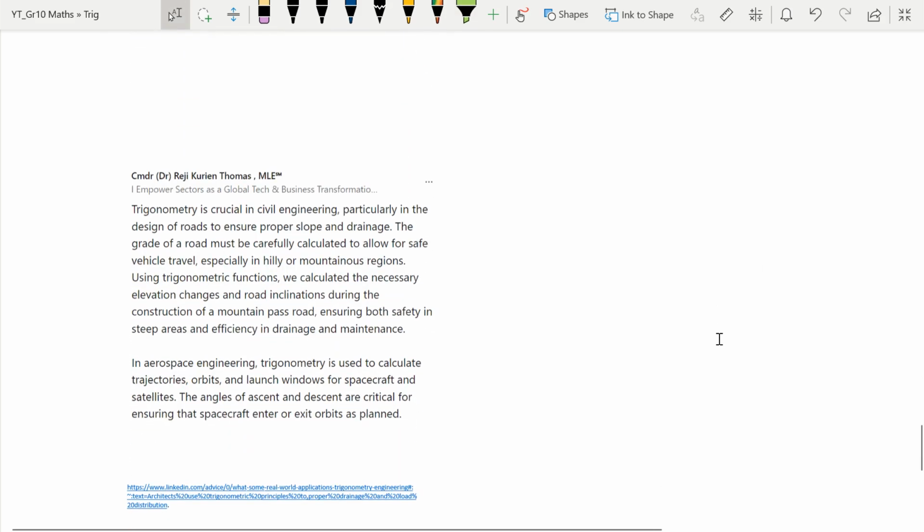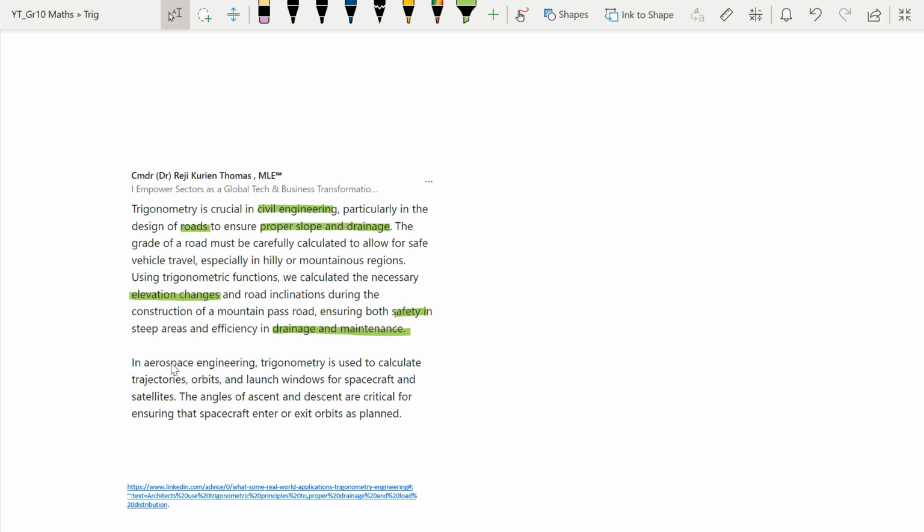Trig is crucial in civil engineering, designing roads. Proper slope and drainage. That makes sense. The grade of the road must be carefully calculated to allow for safe vehicle travel, especially in hilly and mountainous regions. Elevation change, so think about your slope. And again, it's for safety and for efficient drainage and maintenance.